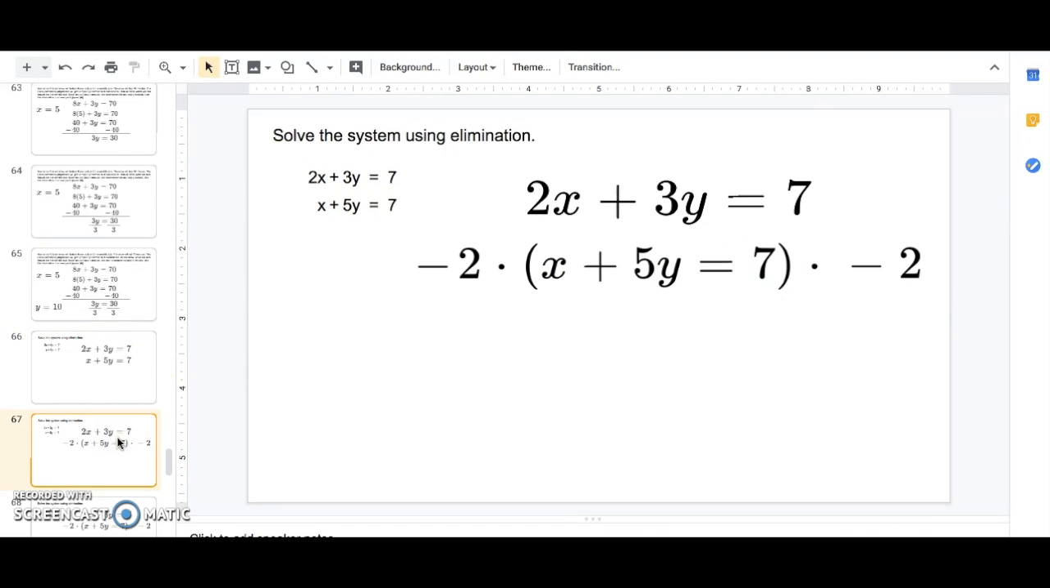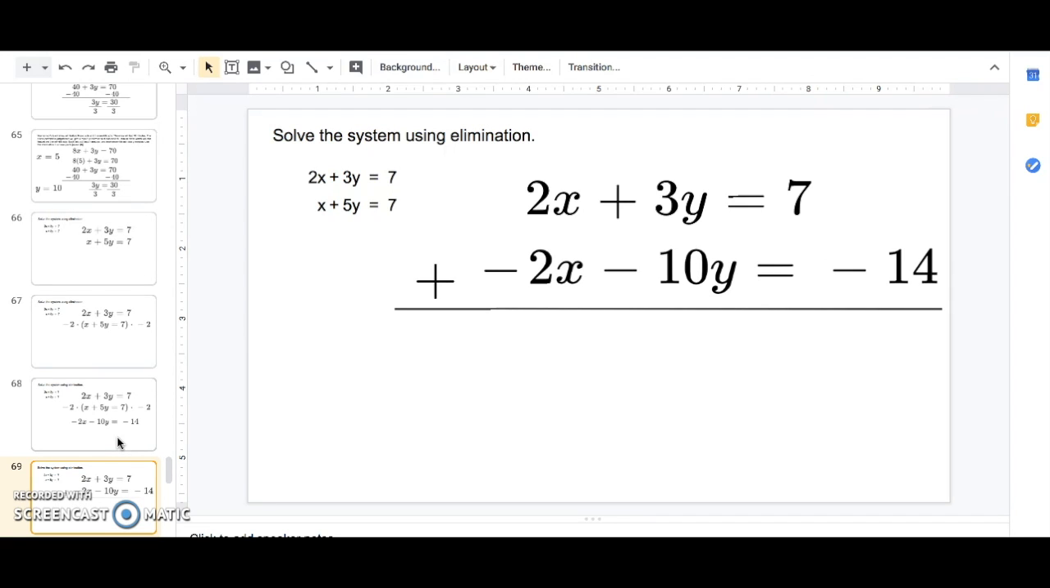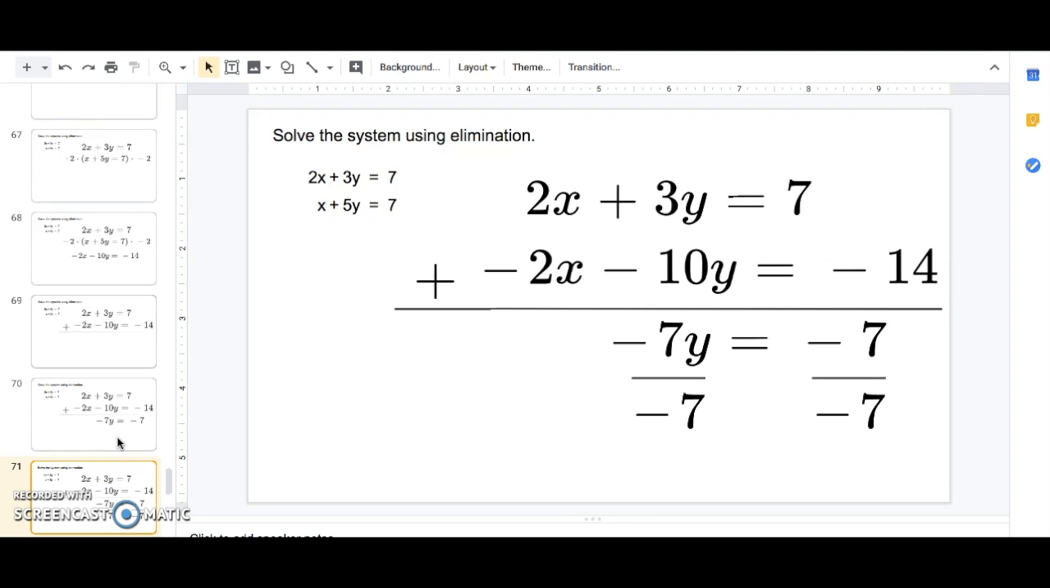Okay, so -2 times the entire second equation will end up getting -2x minus 10y equals -14. So -2 times 5y is -10, and 7 times -2 is -14. So now we could add the top equation to the new, improved, and changed bottom equation. So now -2x plus 2x gives me 0. 3y plus -10y is -7y, and 7 plus -14 is -7. Divide both sides by -7, we'll get y is 1.